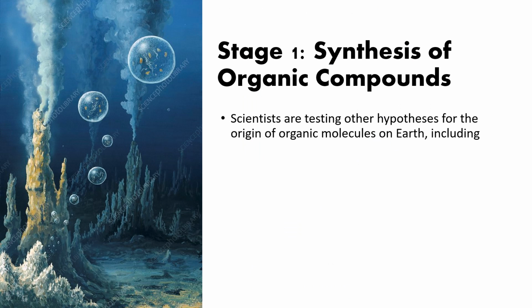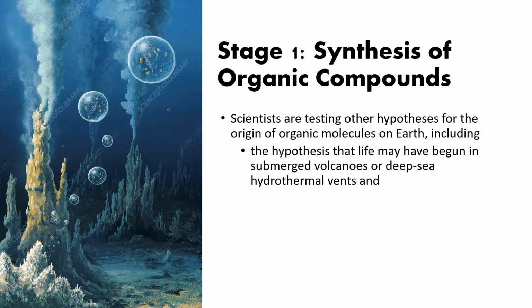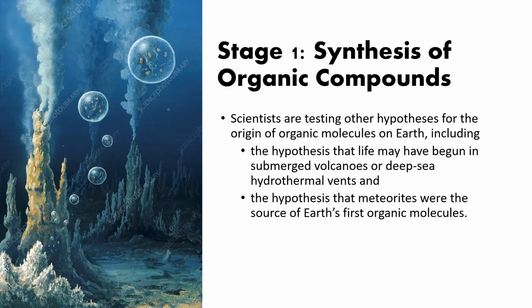So scientists have tested other hypotheses, and they want to know where on the planet could there have been the perfect conditions for this type of scenario of making these organic molecules spontaneously. And so some of the locations are submerged volcanoes, or deep sea hydrothermal vents, and some of them are that meteorites actually were going to contain the first organic molecules on the planet. So they would be on the meteorite, and then once they land on the planet, then they are going to have organic molecules. The deep sea vents are one of the big ideas, and in the video that was on one of the past slides, we'll explain about that.